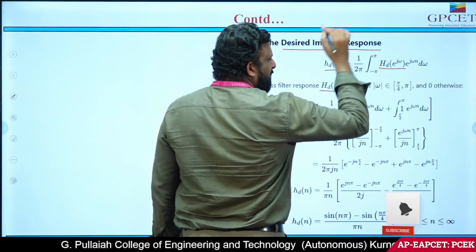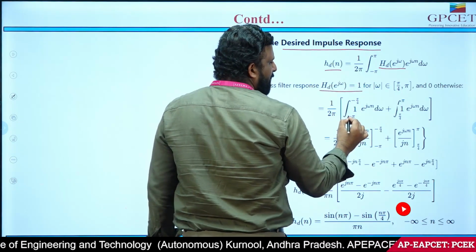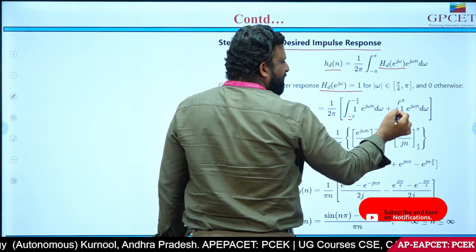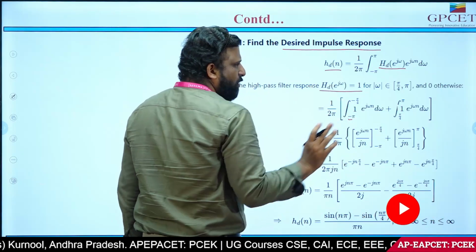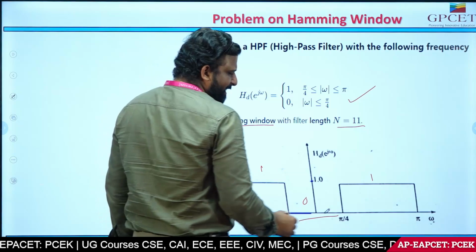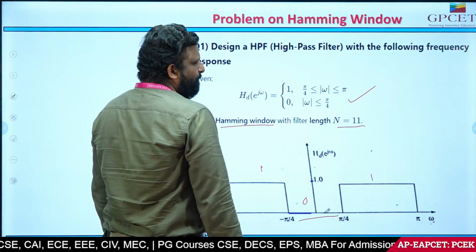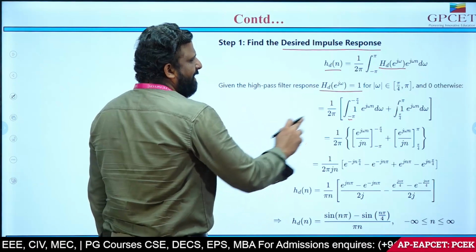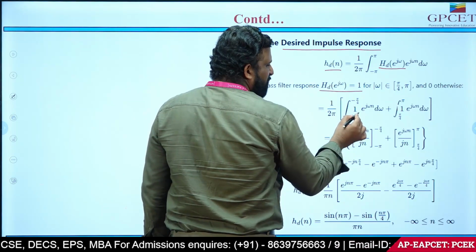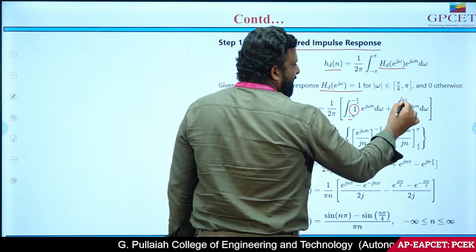Instead of HD of e power j omega, we get two conditions: it is equal to 1 between minus pi and minus pi by 4, and it is equal to 1 from pi by 4 to pi. I have taken two conditions according to the diagram. Minus pi to minus pi by 4 is one condition, and pi by 4 to pi is the other, where the value is equal to 1. In the rest of the region the value is equal to 0. That is why I have taken two integrals: the integral from minus pi to minus pi by 4, where the value is 1, and similarly the integral from pi by 4 to pi, where the value is 1.